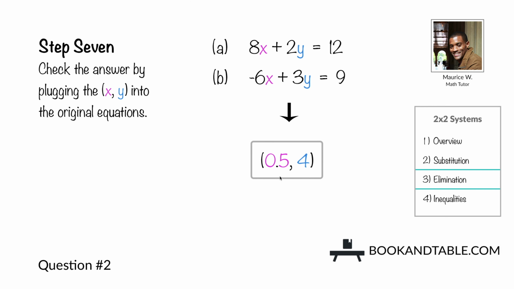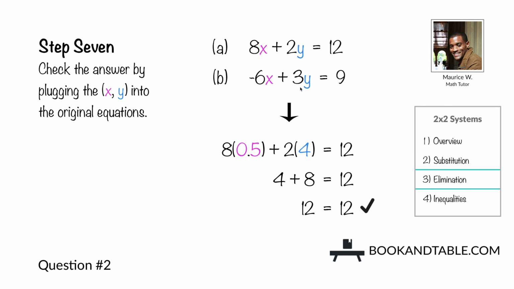And now step 7, check the answer by plugging the x, y, 1/2 and 4 into the original equations to confirm that it is the solution for both. When we plug it into equation A, we get 8 times 1/2, which is 4, plus 2 times 4, which is 8. 4 plus 8 is equal to 12. 12 is equal to 12 confirms that x is equal to 1/2 and y is equal to 4 for equation A.